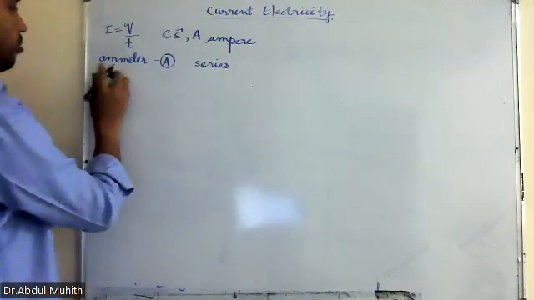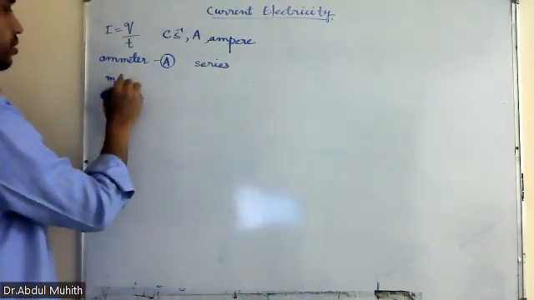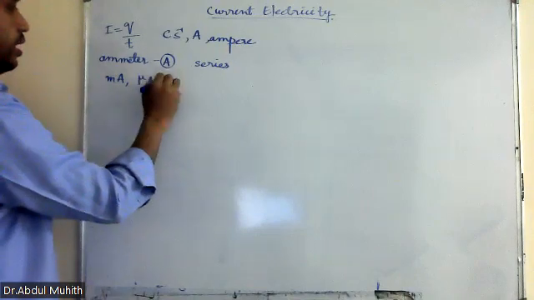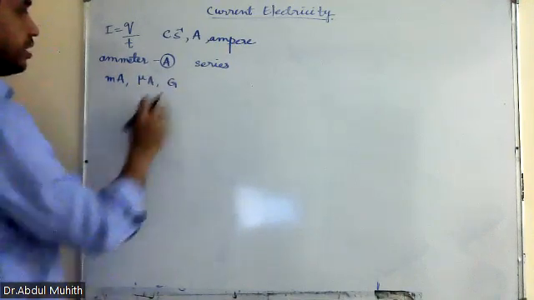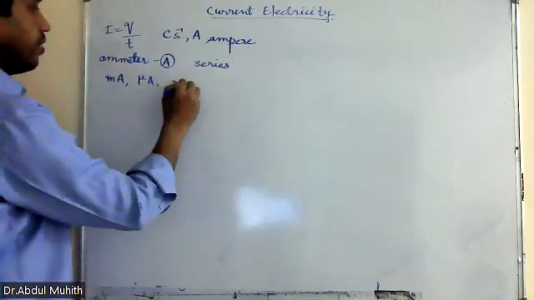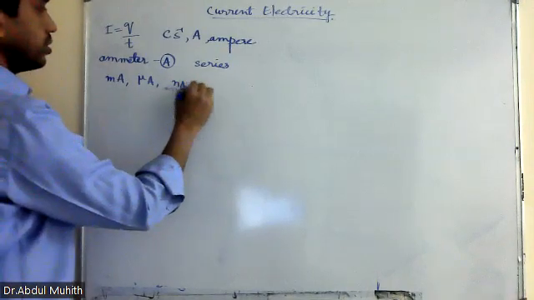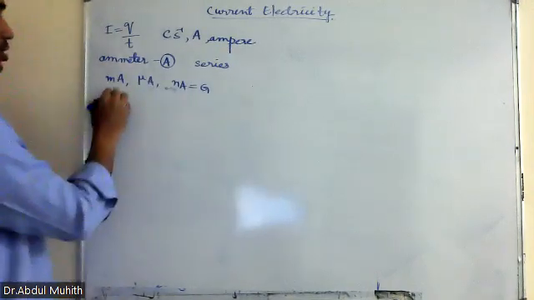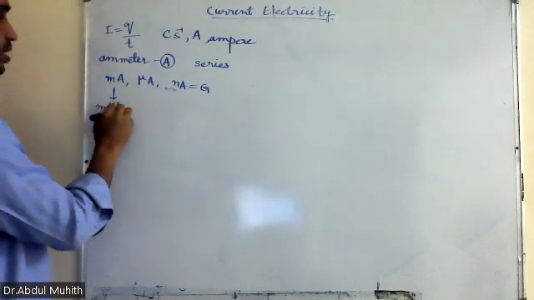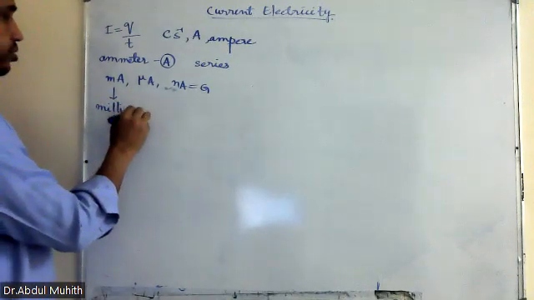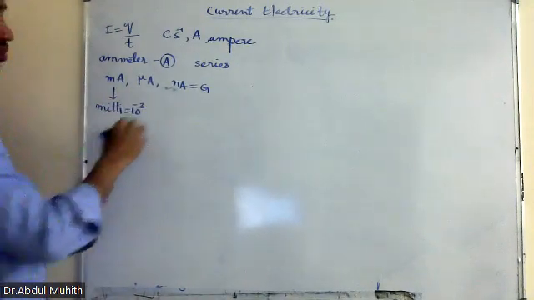Here we have milliammeter, microammeter, and nanoammeter. Instead of nanoammeter, we write galvanometer. This is a family. If you have current of magnitude 10 to the power of -3, you will use a milliammeter.